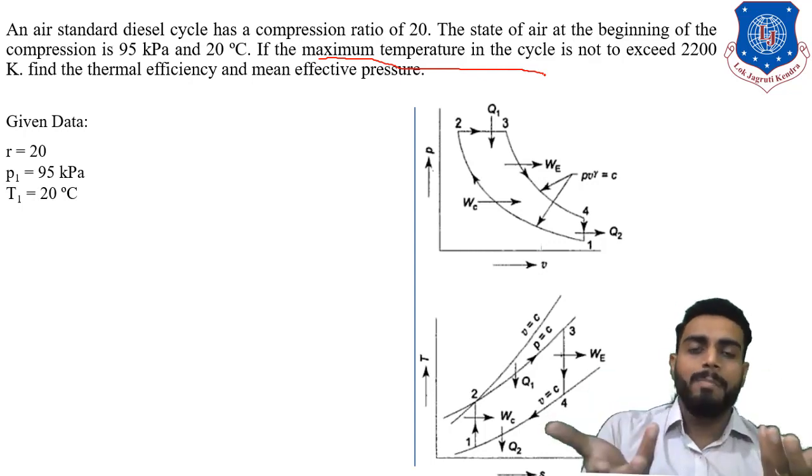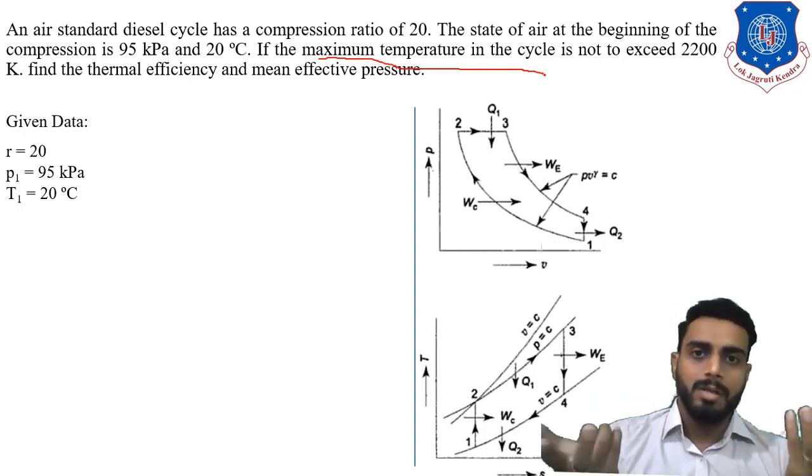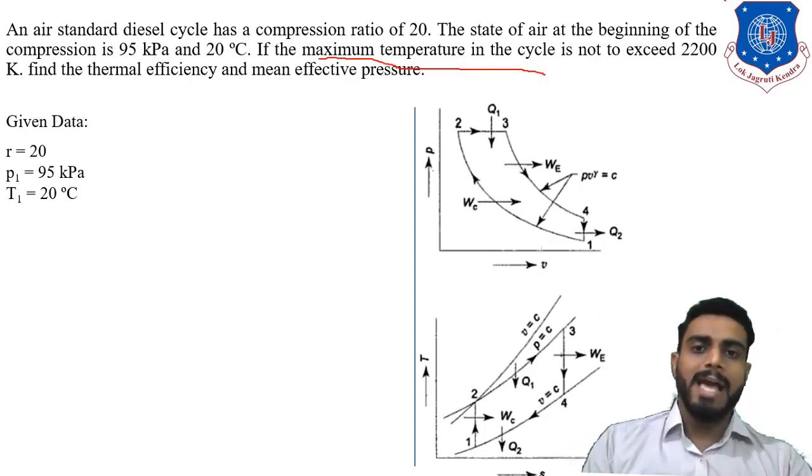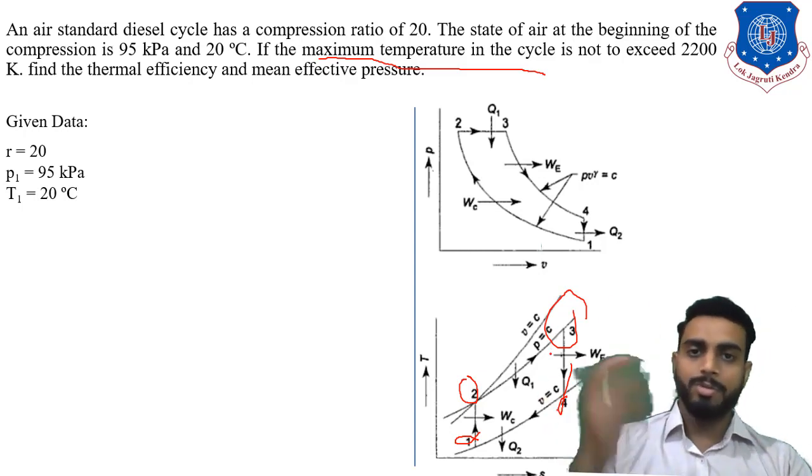How will you know the maximum temperature in the cycle? You cannot cram every time that it is T3, okay? It might be that some authors are using different nomenclature. That means for some author, this point is number 1, this point is number 2, this point is number 3, and this point is number 4. So at that time, your T2 will be the maximum. So you cannot cram that.